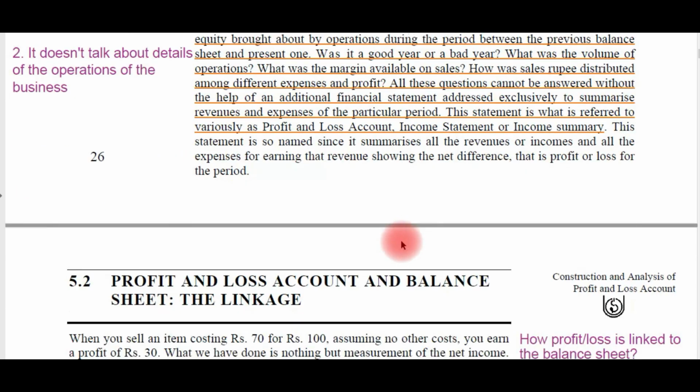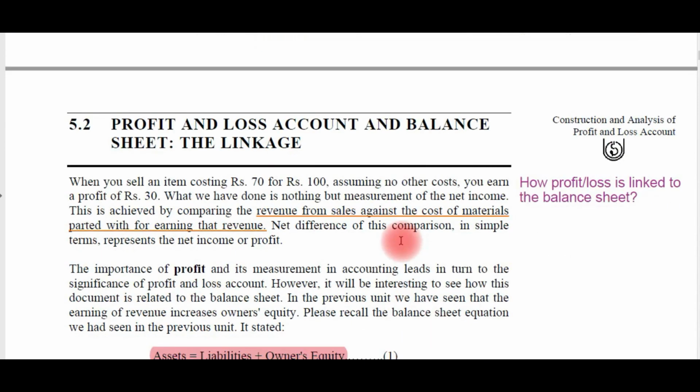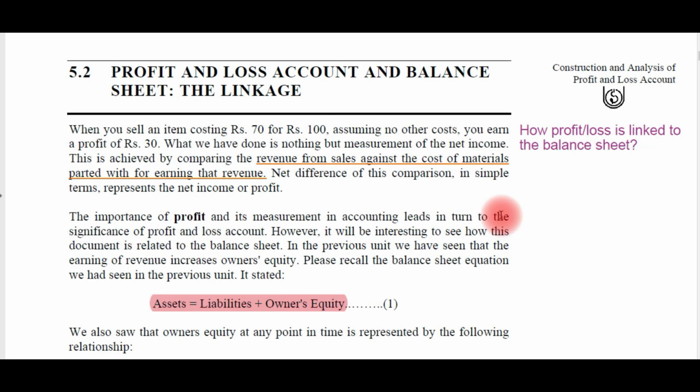For this, we have to construct a profit and loss account. All the operations that happened in the business during a particular accounting period are given in the profit and loss account. Now, how this profit and loss account is linked to the balance sheet, we will see in this chapter.